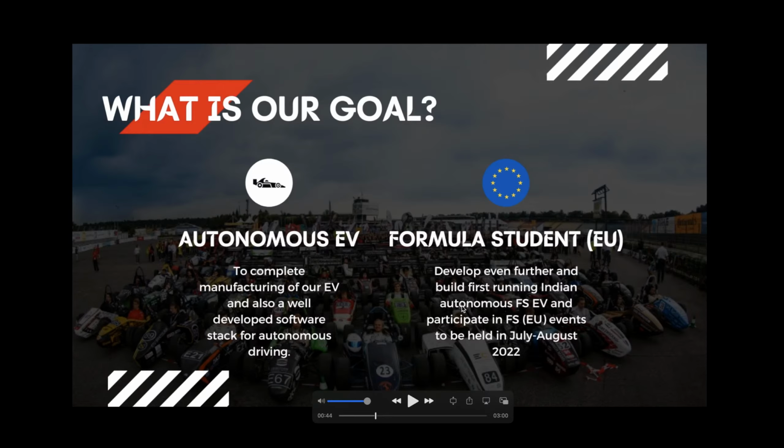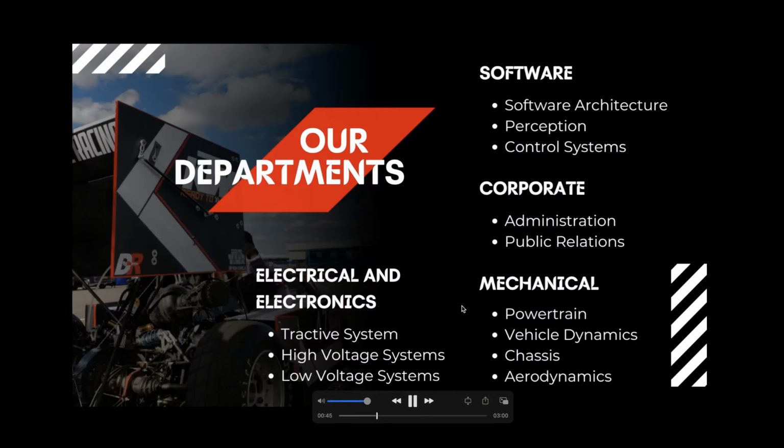And also, the second goal is to participate in the Formula Student European competitions. We want to be the first team in India to have a running Formula Student electric vehicle and autonomous car. We want to participate in the competitions that are being held this year in July and August, and these competitions will be held in Germany, Hungary, Czech Republic, all over Europe, and we're going to participate in those competitions as the first Indian team to do so. And we hope we reach that goal. We are pushing to reach that goal. Next slide, please.